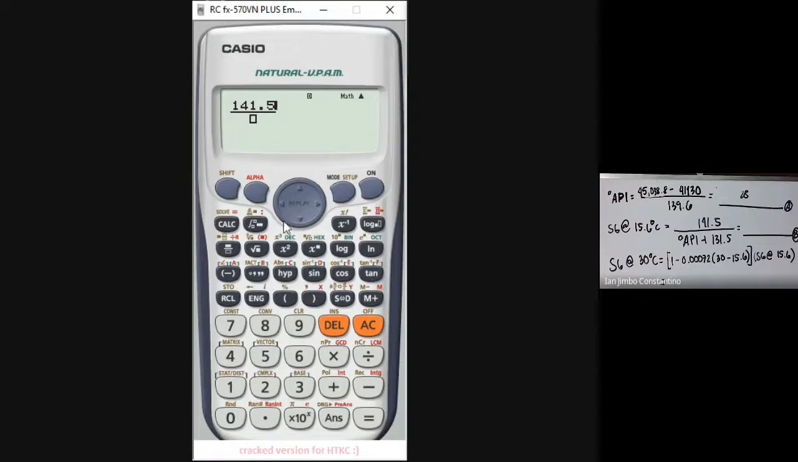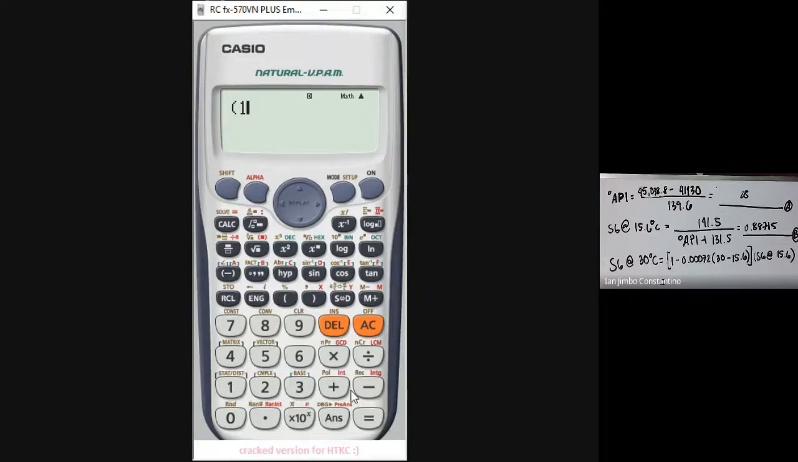141.5 divided by, recall the value of A. And then 131.5. Okay. So, we will store this again. This is 0.88715. We store this with B, and then we will solve for the SG at 130 degrees Celsius.